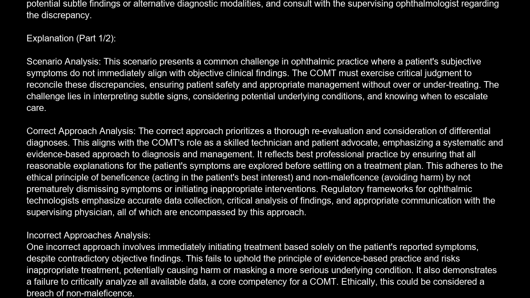Incorrect approaches analysis. One incorrect approach involves immediately initiating treatment based solely on the patient's reported symptoms, despite contradictory objective findings. This fails to uphold the principle of evidence-based practice and risks inappropriate treatment, potentially causing harm or masking a more serious underlying condition. It also demonstrates a failure to critically analyze all available data, a core competency for a COMT. Ethically, this could be considered a breach of non-maleficence.